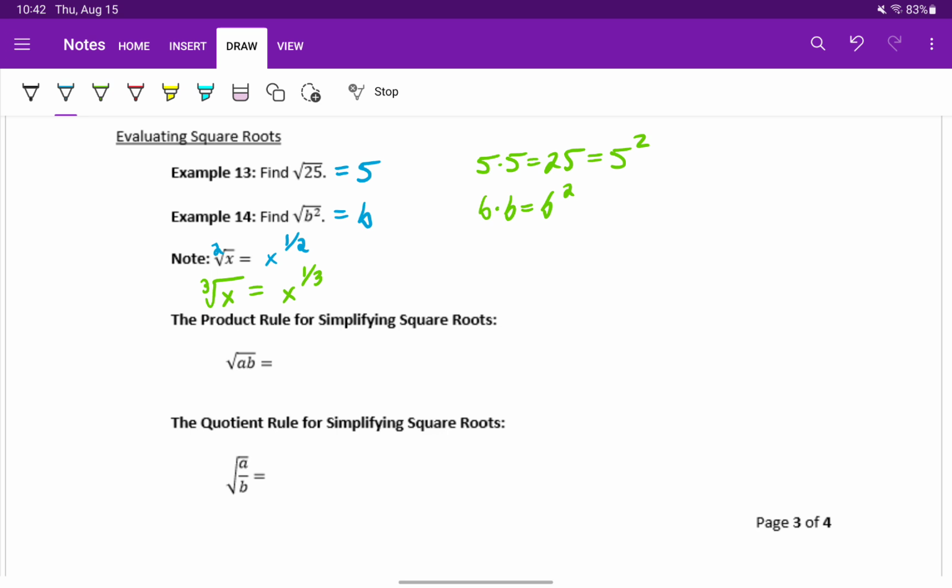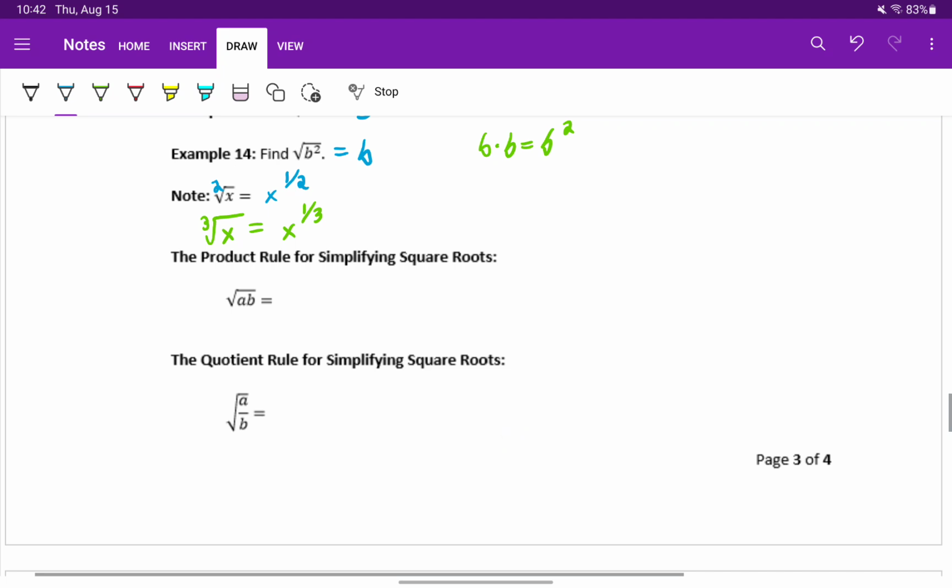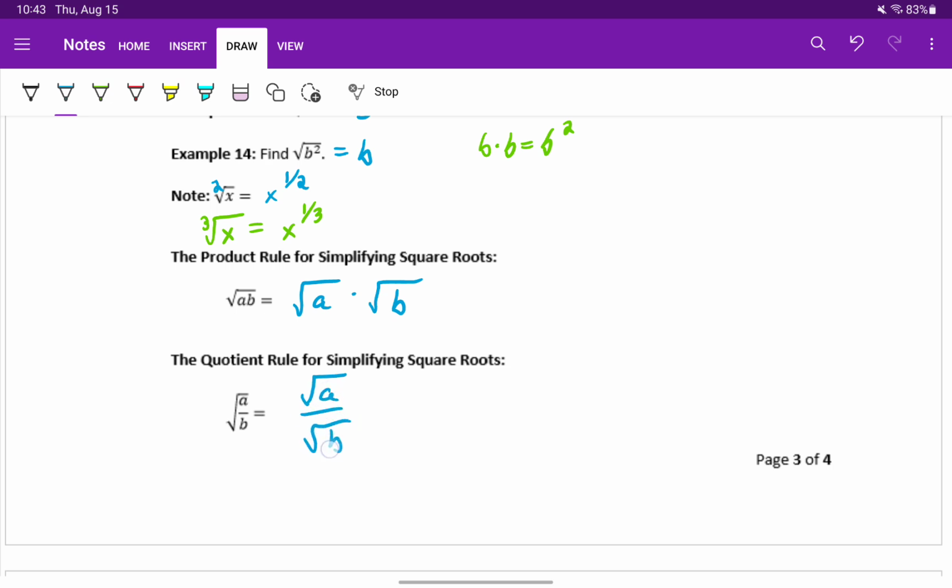We also have 2 additional rules that we want to establish: the product rule for simplifying square roots and the quotient rule. If we have 2 factors, so 2 values being multiplied together under a radical, then we can break that radical up into the product of 2 different expressions. We can break this up as the square root of a times the square root of b. And similarly for the quotient rule, we can split this up as the square root of a divided by the square root of b.